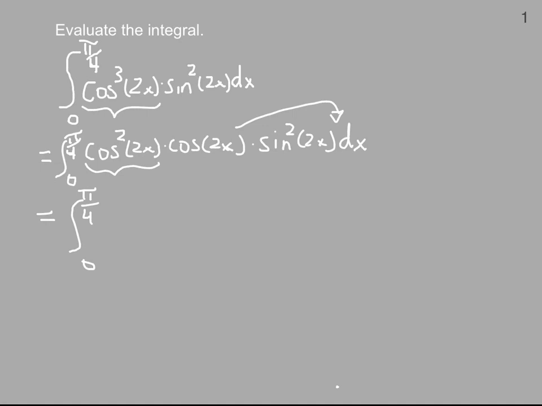Alright, so we're going to have 1 minus the sine squared of 2x, and that all comes from the cosine squared. Then we have the sine squared of 2x, that comes from the original problem. And then we're going to have the cosine of 2x dx.